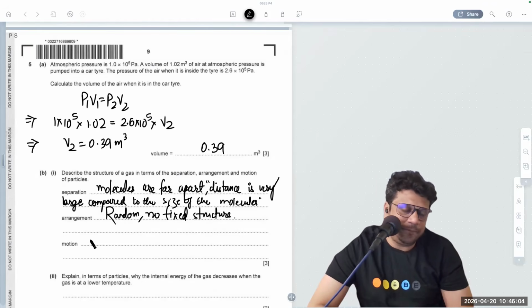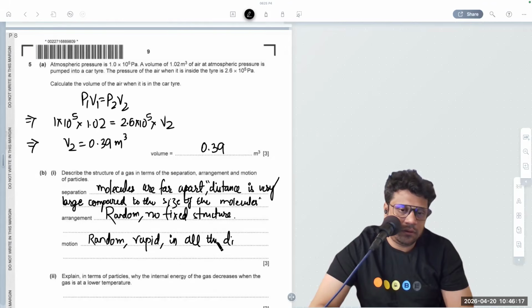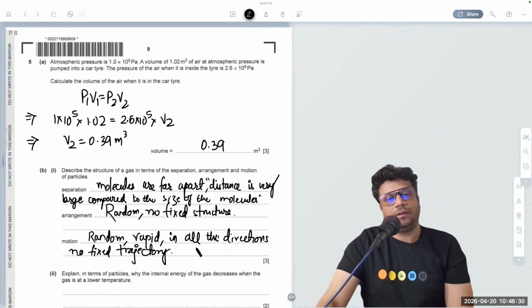Motion, it's again random and rapid in all the directions. No fixed trajectory is how I will keep it.